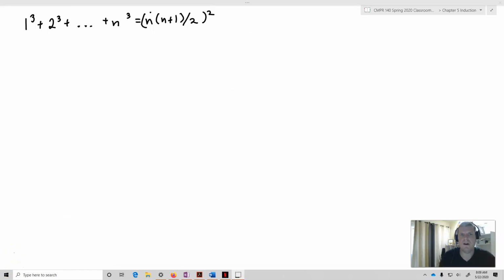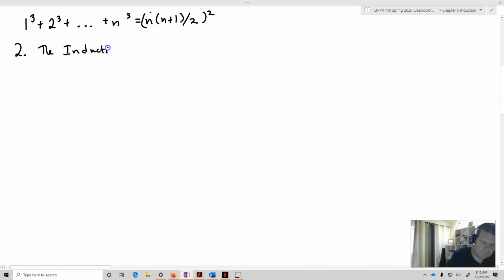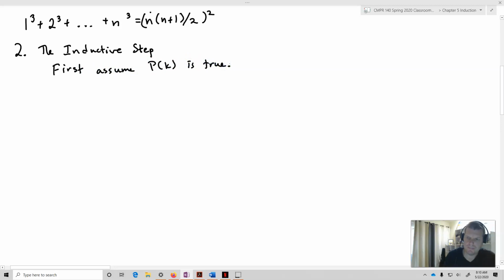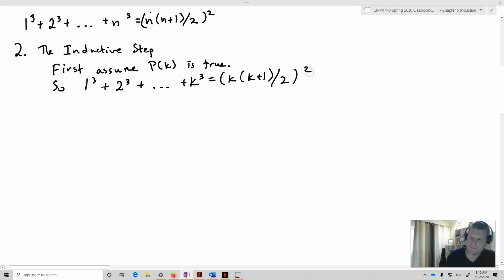Now we need to deal with the inductive step. In the inductive step, we're first going to assume that P of k is true. So that means 1 cubed plus 2 cubed plus up to k cubed is going to equal k times k plus 1 divided by 2 squared. We don't need to prove that assumption. We're just going to say, okay, let's assume that that's true.